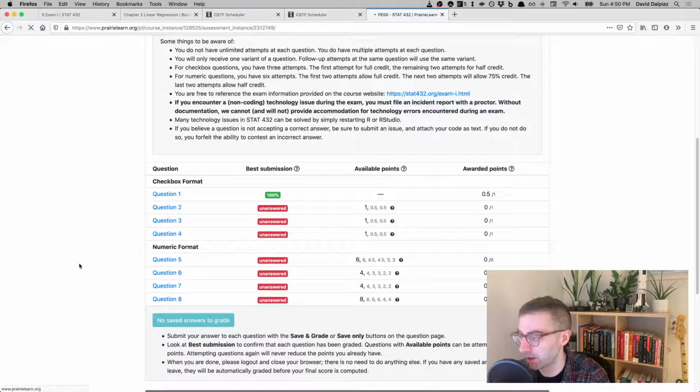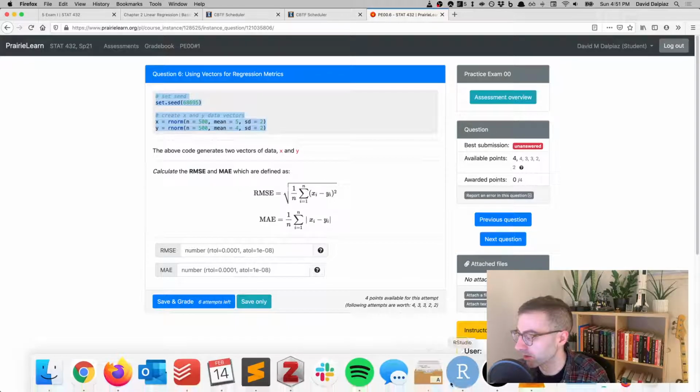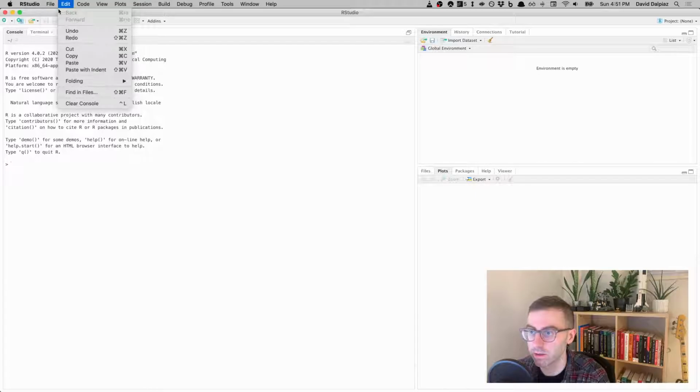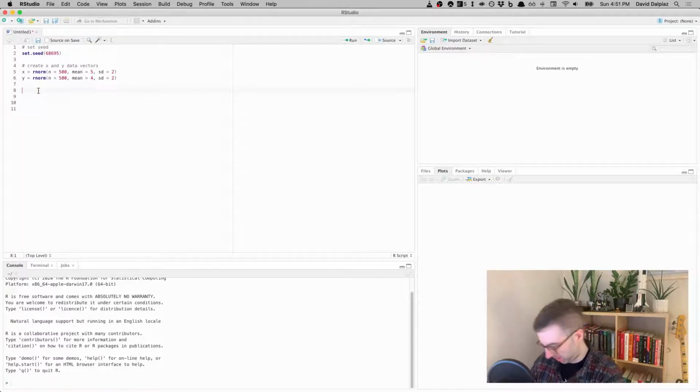Okay, let's go back to the assessment. Let's try a numeric question. A numeric question looks a lot like something we've potentially seen before. If I get it right this attempt, I get 4 points. So let's go to R. Let's see, I think it wanted root mean squared error and mean absolute error, right?